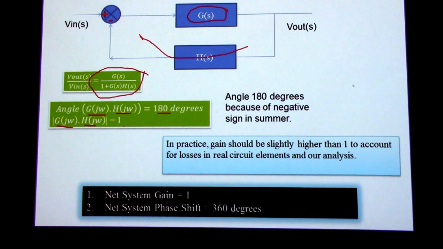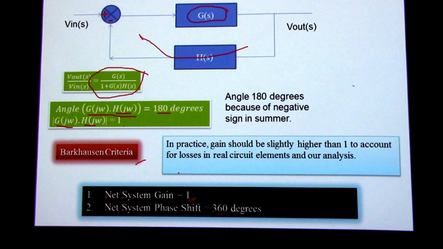The reason is you have a negative sign in the summer. When you sum up the input and the feedback, you have a minus sign. So technically you have to get a system gain equal to 1 and a net system phase shift of 360 degrees. You get this 180 degrees, and with the minus sign you get another 180 degrees, so that's 360 degrees. Together this is called the Barkhausen criteria, and it states that you have to get a system gain of 1 and a phase shift of 360 degrees. Very simple requirements.